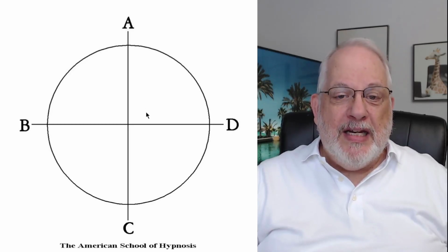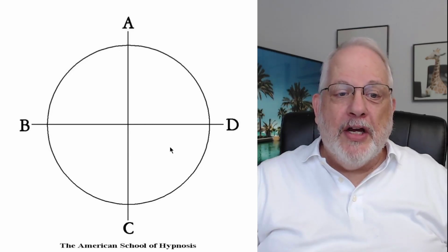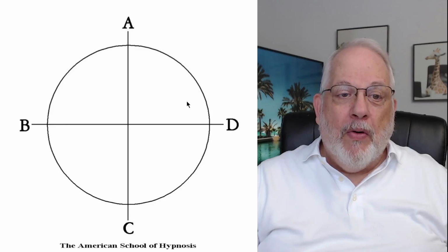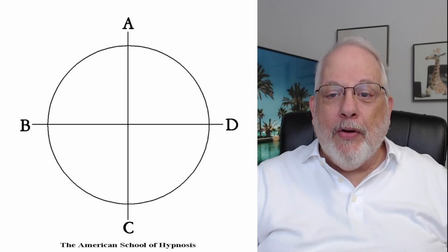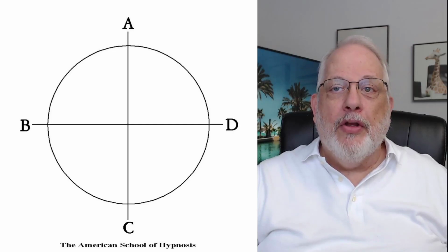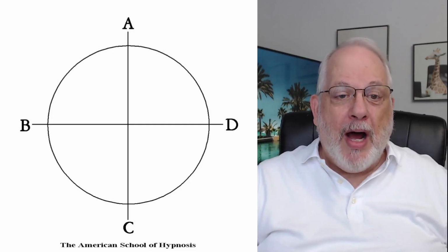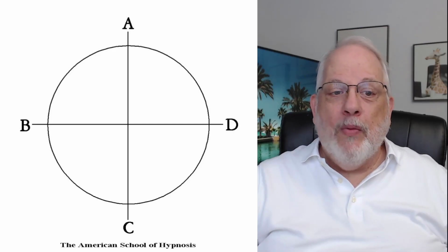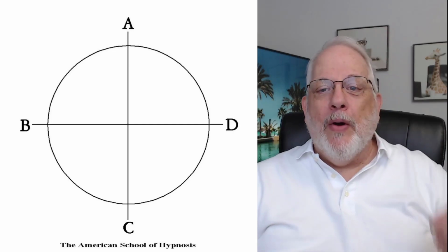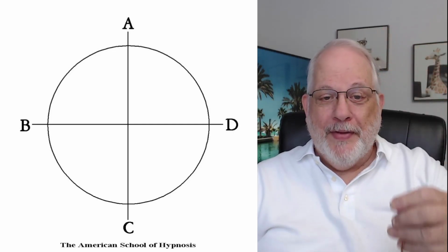A, D, C, B. And as you imagine it, you're going to see it going more and more. You can make it go wider and wider as much as you want. Again, it's according to your imagination. You're the one that's in control of your mind. Wider and wider, more and more. And now you can go ahead and stop and just put your pendulum down.